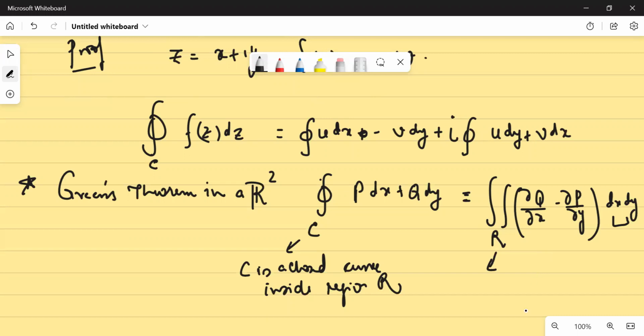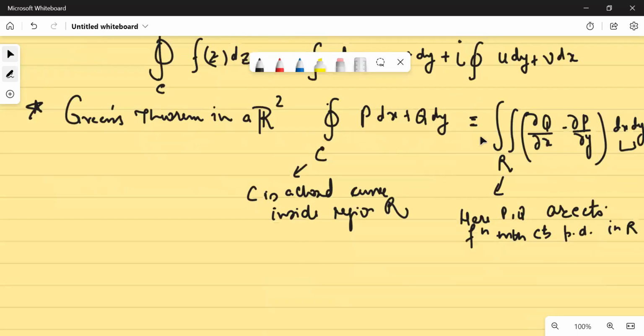And here P, Q are some continuous functions with continuous partial derivatives in region R. So P and Q are such functions which are continuous themselves and their partial derivatives are also continuous. Then you can convert a line integral of this fashion, P dx plus Q dy, into a double integral. So this is your theorem.